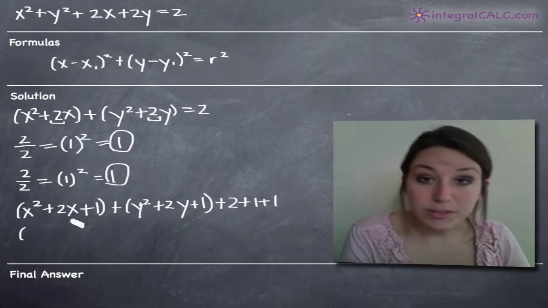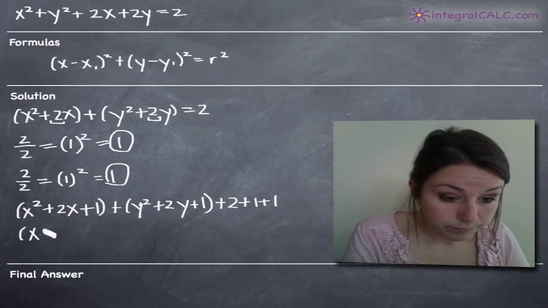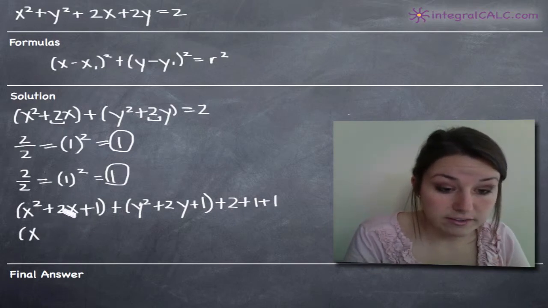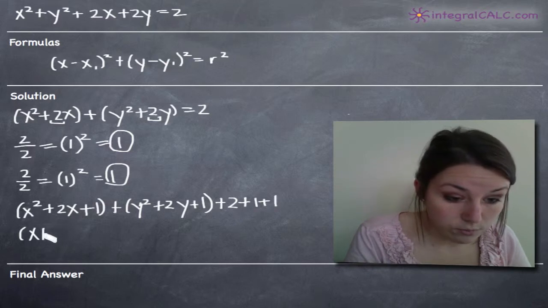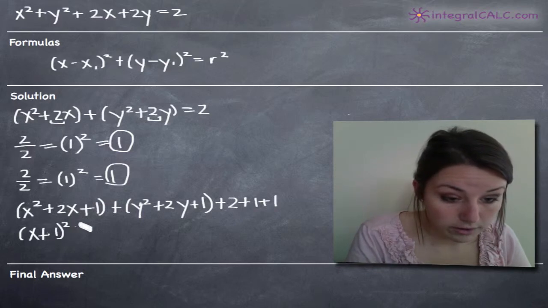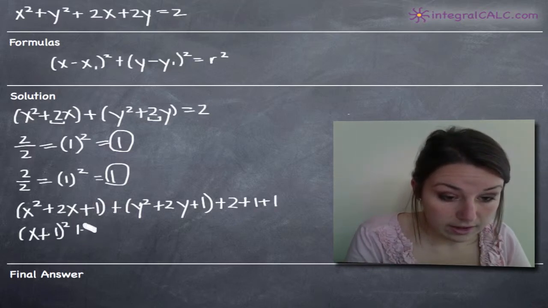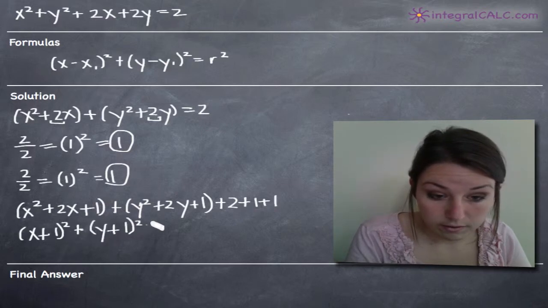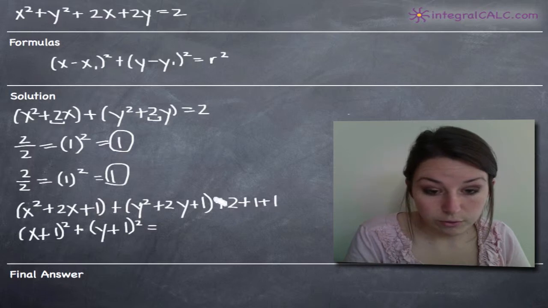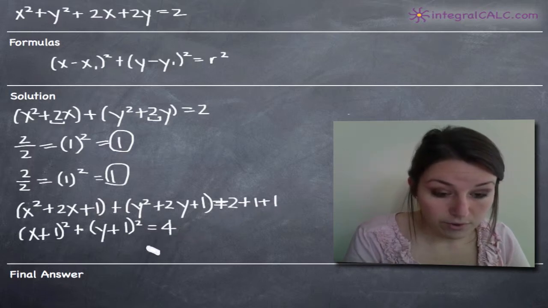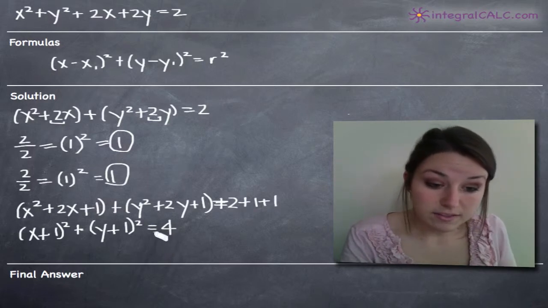And now that we've completed the square, we can factor both of these polynomials and rewrite these as x plus 1 squared and as y plus 1 squared. And then of course, oh sorry, this is equals, 2 plus 1 plus 1 is 4 on the right hand side. So that's how we get to this point.